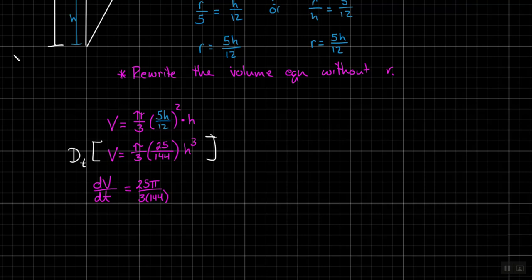h cubed. So help me out here. What is the derivative of h cubed? 3h squared. And you said h prime, but I'm not going to write h prime. dh dt.